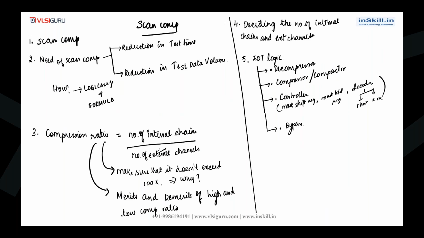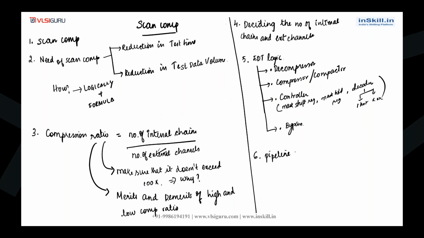Decompressor: what is the structure of the decompressor? What role does it play in scan compression? In the same way, for the compressor: what is its structure, and what role does it play in compression? In the same way for the controller and bypass logic, we will try to understand the functionality of each in detail when we do the EDT logic.